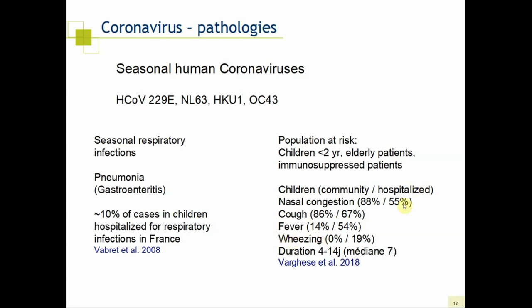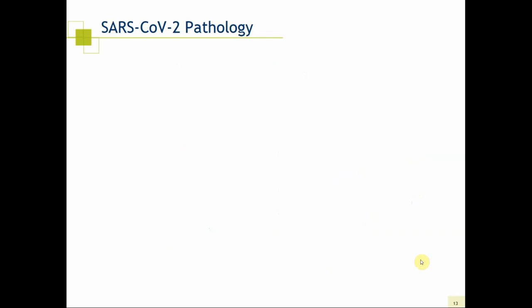So hospitalized cases, more fever, more wheezing. So you get this viral pneumonia that causes hospitalization. And I forgot to say that the people who are at risk of a more severe infection with seasonal human coronaviruses are very young children, so no acquired immunity, and then older people and immunosuppressed patients. So these older people with immunosuppression, these are also two risk factors for severe SARS CoV2 infection.